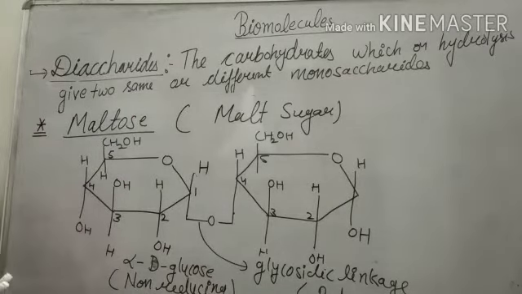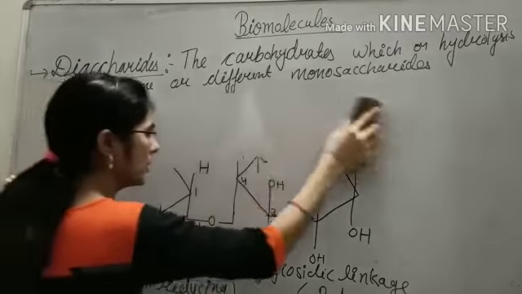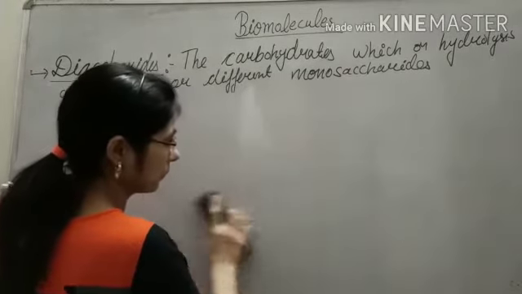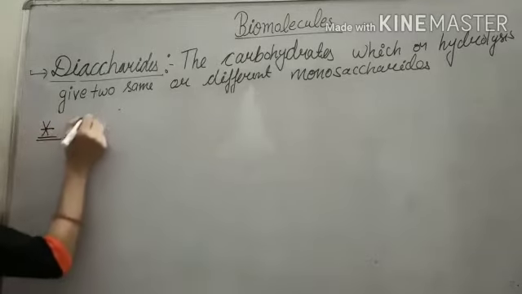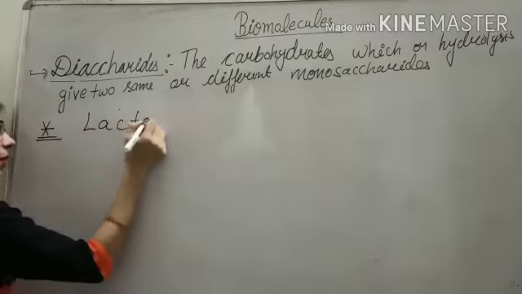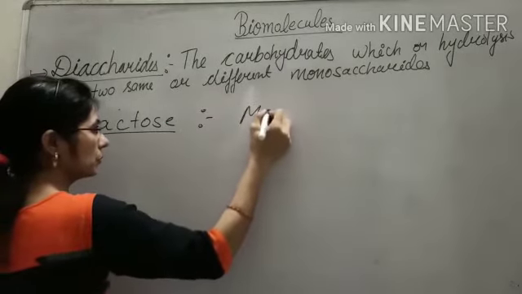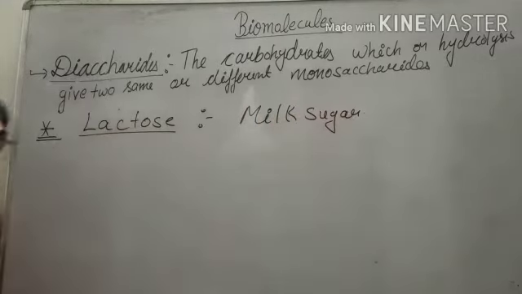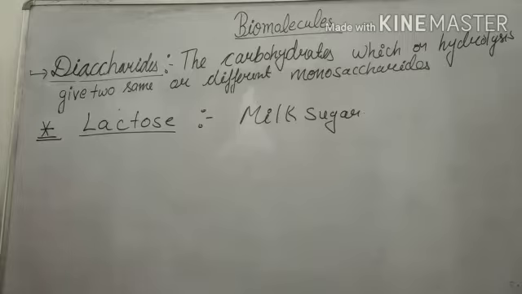Okay, now let's move to another example of disaccharide, that is lactose. Lactose is commonly called milk sugar. Lactose occurs in milk, therefore it is called milk sugar.